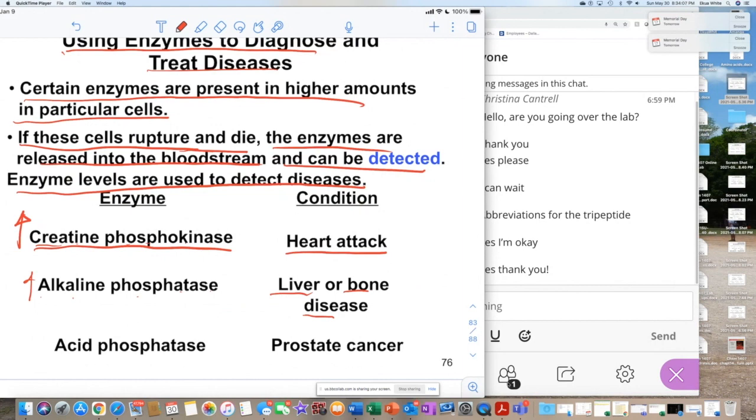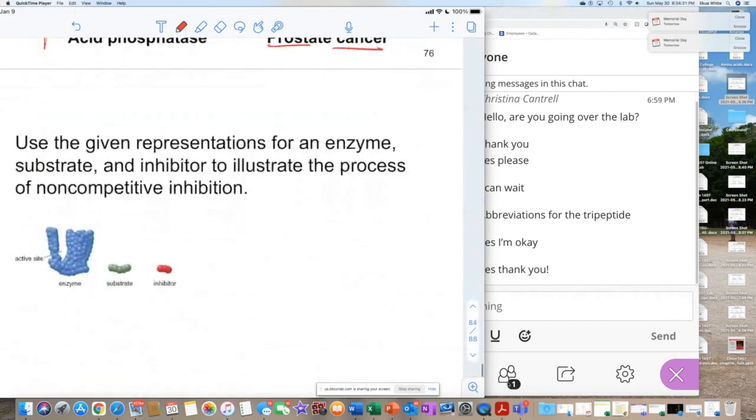If a lot of acid phosphatase is found in the blood, that indicates that the patient may have prostate cancer. This is so sad, but this is a reality. This is how the scientists, in this case doctors, can tell a patient's condition.